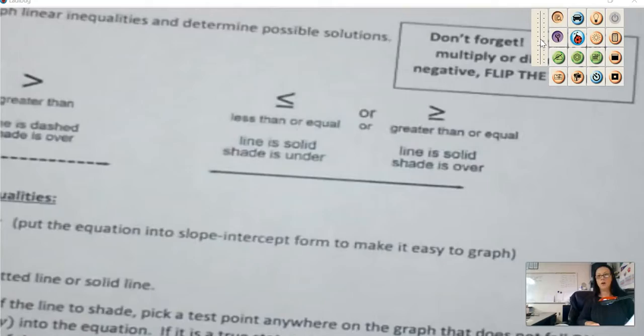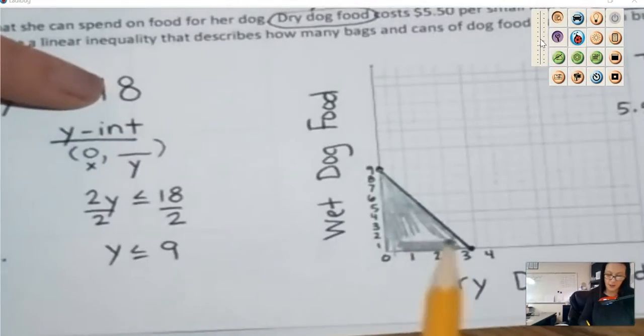If it's any of the inequality signs, so if it's any of these symbols, you'll always shade. If it's just an equal sign, no, it's just that straight line then.